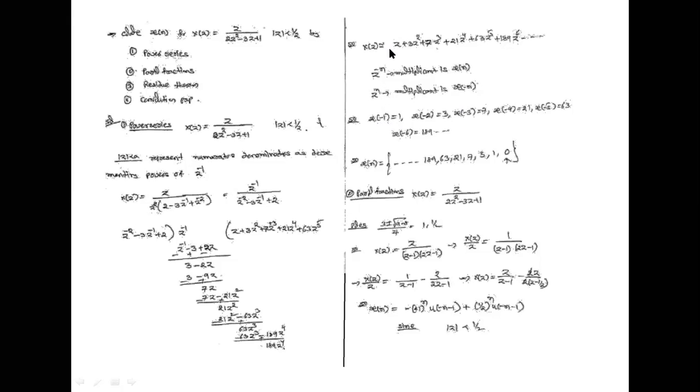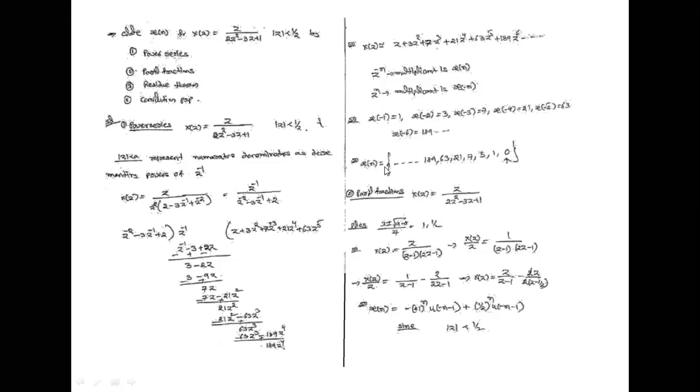So x of minus 1 is 1, and for z power 2 the coefficient is x of minus 2, which is 3. X of minus 3 is 7. X of minus 4 is 21. X of minus 5 is 63. And x of minus 6 is 189, and so on. So we got the values for x of minus 1, minus 2, minus 3, minus 4 and so on. Written from the left, it is 189, 63, 21, 7, 3, 1, and the 0, because there is no value at n equal to 0.